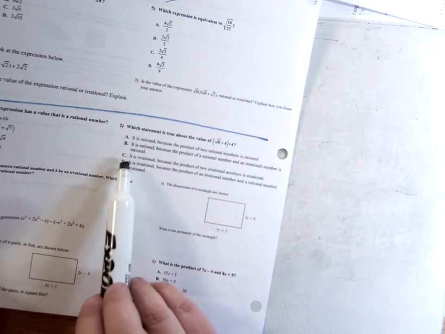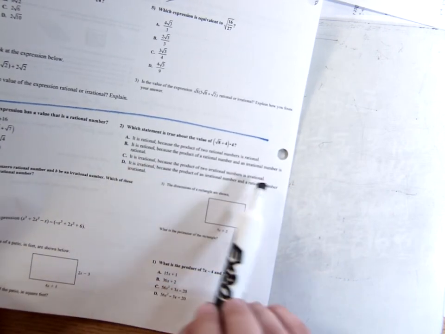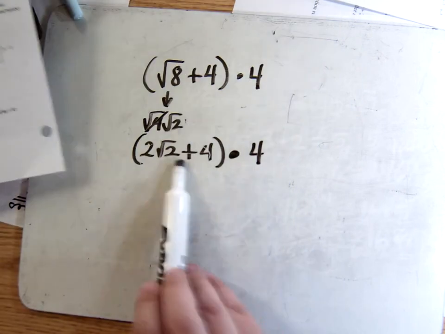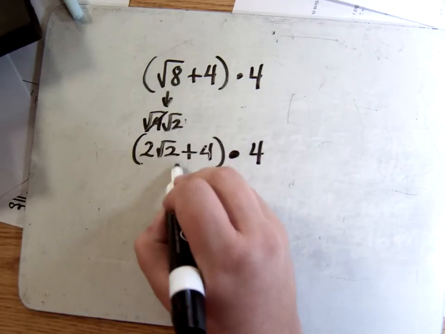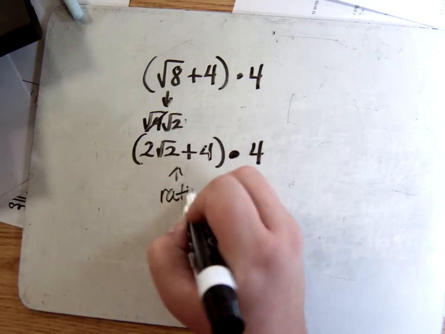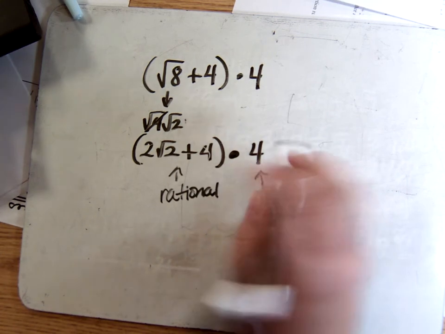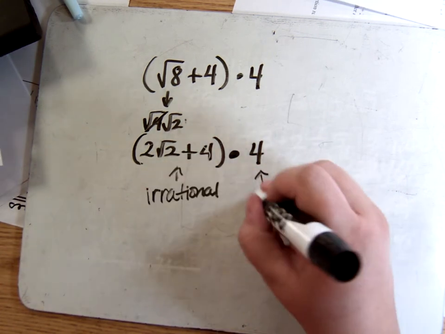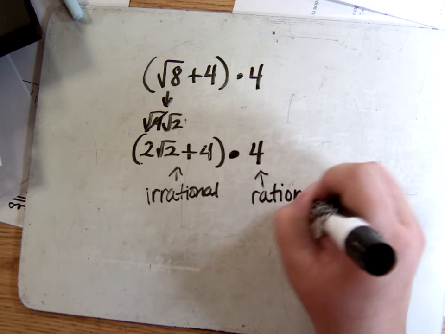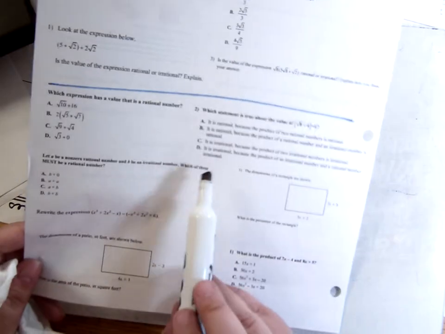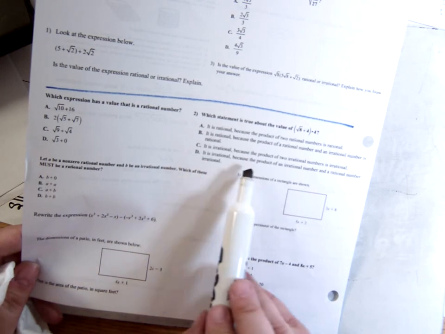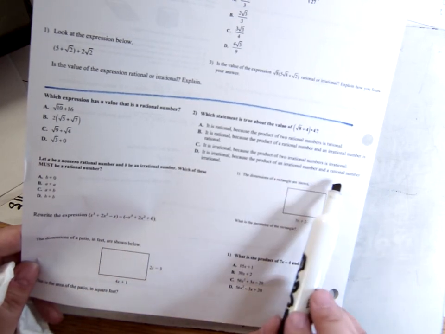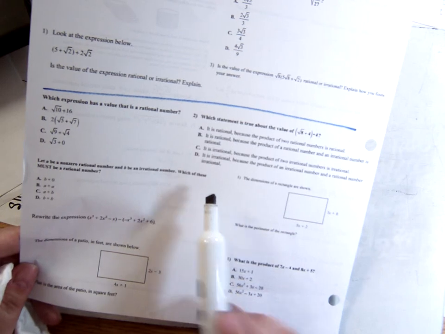Let's look at C. It is irrational because the product of two irrational numbers is irrational. This is not two irrational. This is irrational times rational. Okay, let's even write that. Irrational, rational. Okay, and part D, so C is not true, and D says it is irrational because the product of an irrational number and a rational number is irrational. Okay, so it's either B or D.